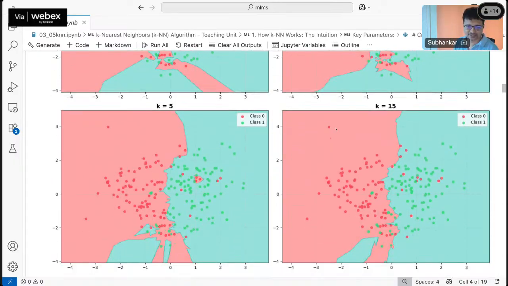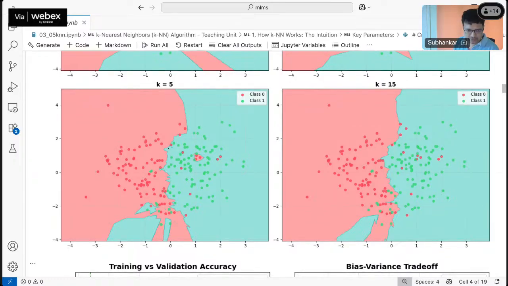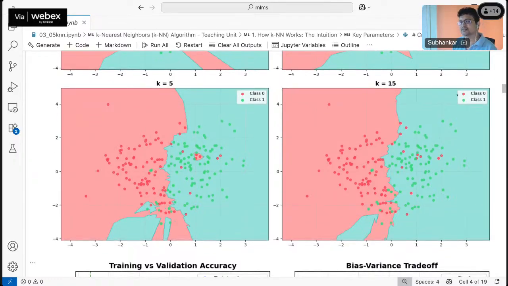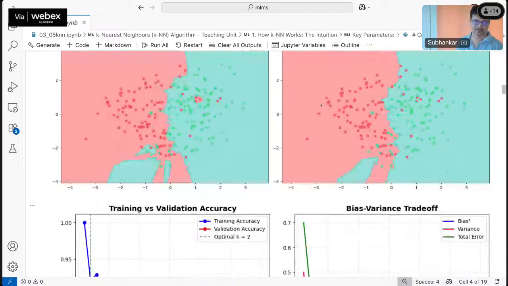Then if you increase k to 5, more and more things happen. Similarly, if you make k equal to 15, we are completely ignoring any small locality. If there is a different class, we are ignoring them completely. So what is the best k? I will come to that.